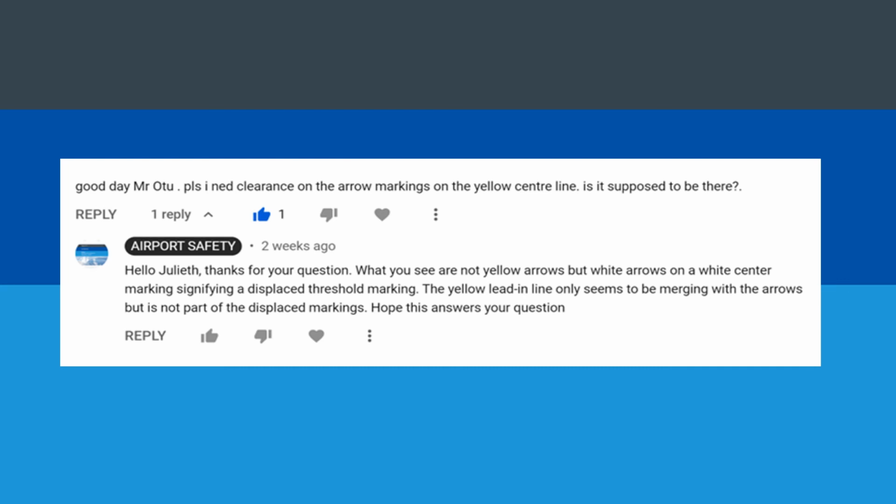The yellow leading line only seems to be merging with the displaced threshold arrows, but it's not part of the displaced threshold marking. Therefore, you need to have a closer look, and I like to recommend this to each and every one of you. Before you make a judgment, you will need a very close look at the items in question so that you can make the right decisions.